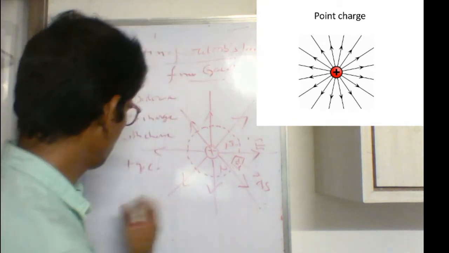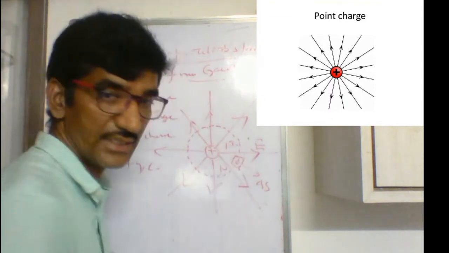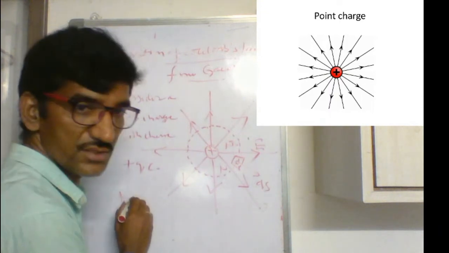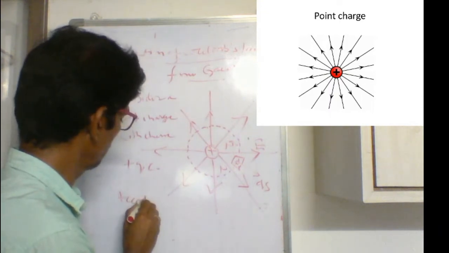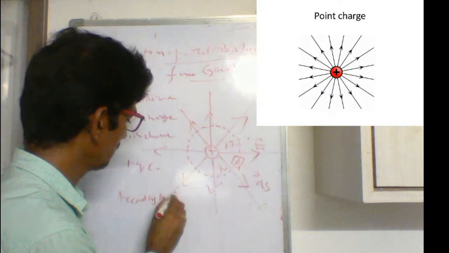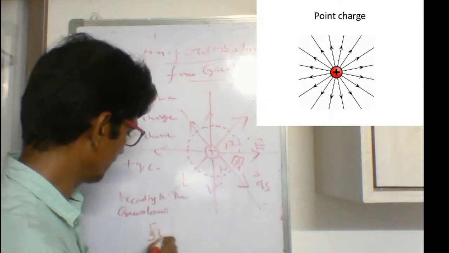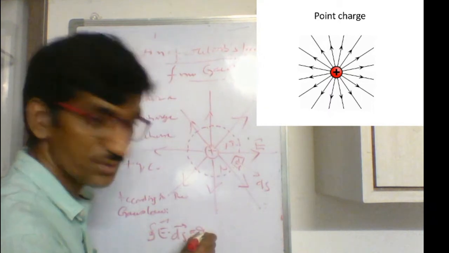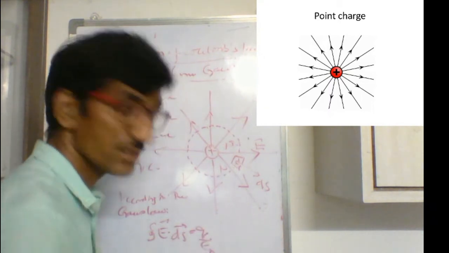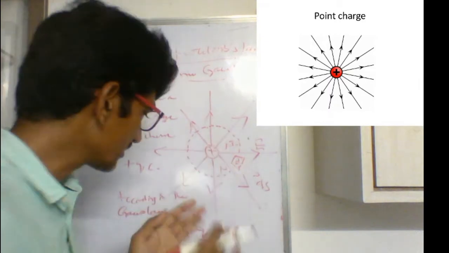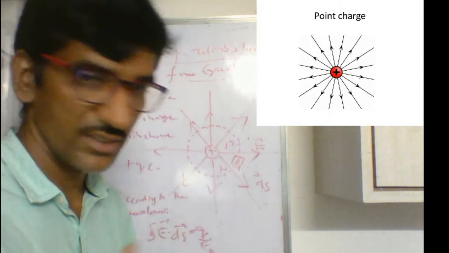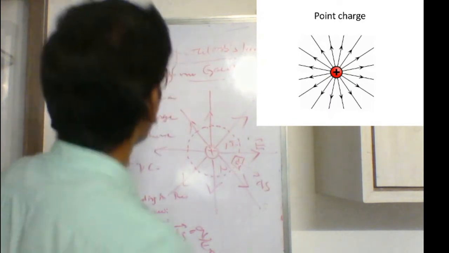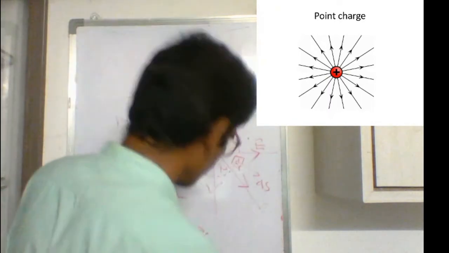Now let us try to apply the Gauss law here for this spherical Gaussian surface. According to the Gauss law, the integral of E dot ds is equal to q by epsilon naught. How much charge is inside the Gaussian surface? Plus q. We need not change anything here. Now let us go for the LHS.